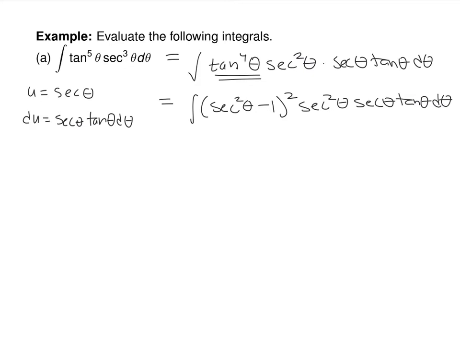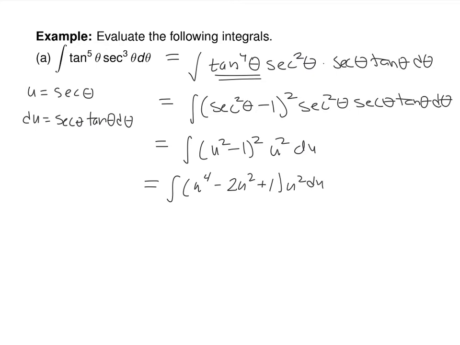When we substitute u for secant theta, we have the antiderivative of u squared minus 1, the quantity squared, times u squared du, which is then the integral of, expanding that out, we get u to the fourth minus 2u squared plus 1. And then distribute the u squared, and we have the antiderivative of u to the sixth minus 2u to the fourth plus u squared du.